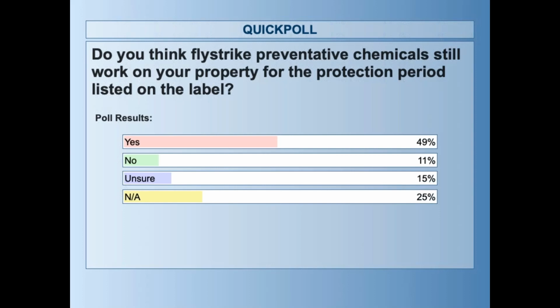From the survey, guys, 49% think they've got preventative chemicals that still work on their property for the protection period on the label. We've got 11% say no, and then I suppose from the industry, we've got a few others there. So we're still getting a lot of labelled protection in the industry.